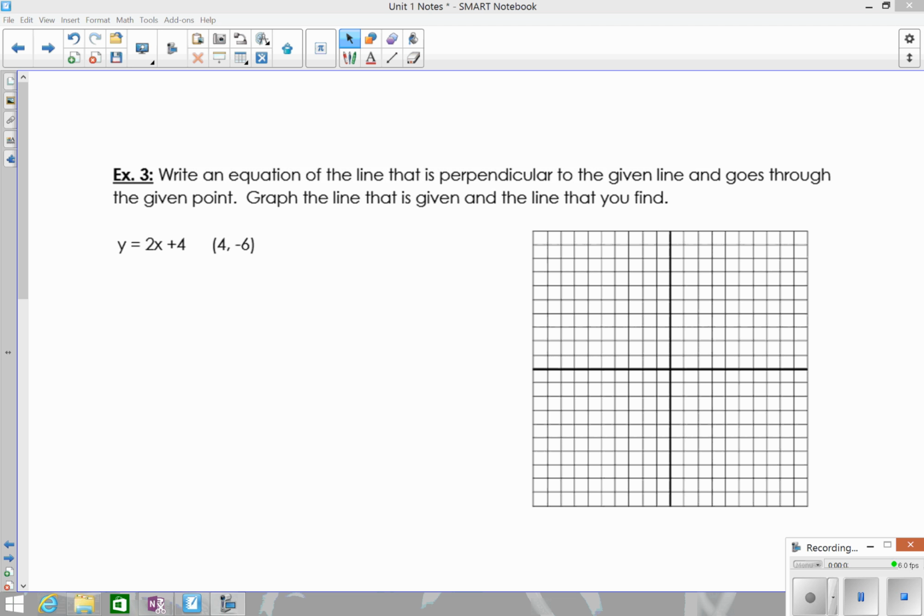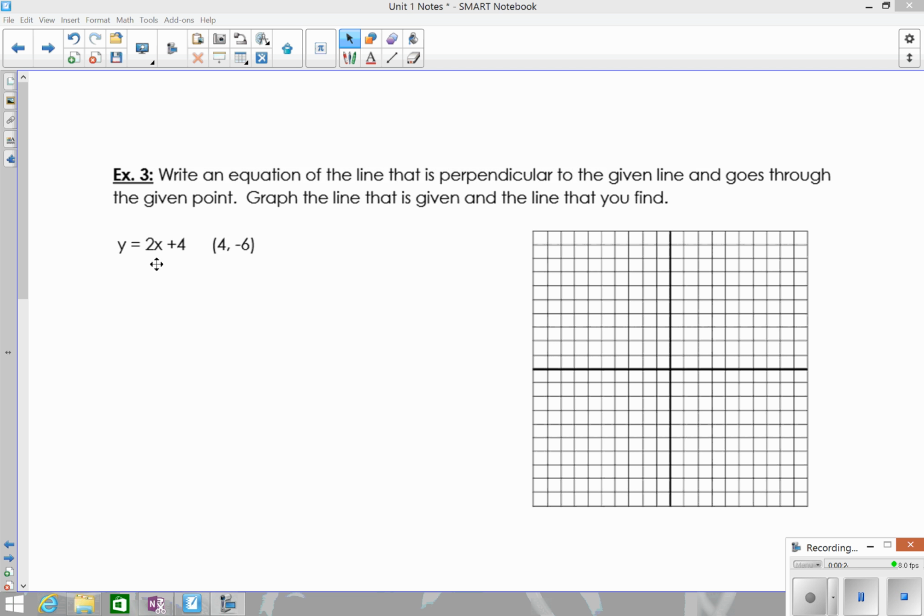In this video, we're going to talk about how to write an equation of a line that is perpendicular to a given line that's passing through a given point. So here's our first example. We have this equation, and we need to write an equation of a line that's perpendicular to this, and it's passing through this given point. You've seen examples like this with parallel. The only difference is we're going to use perpendicular.